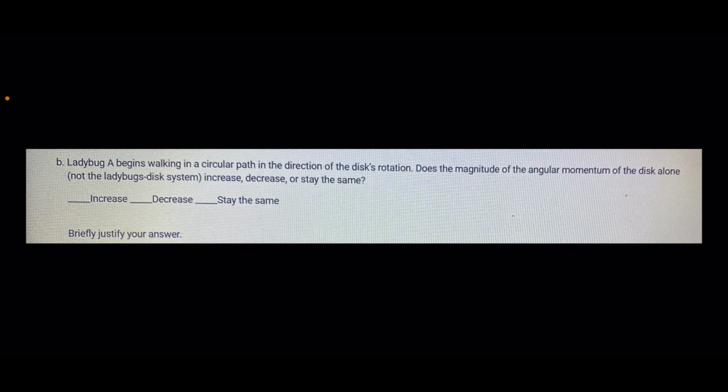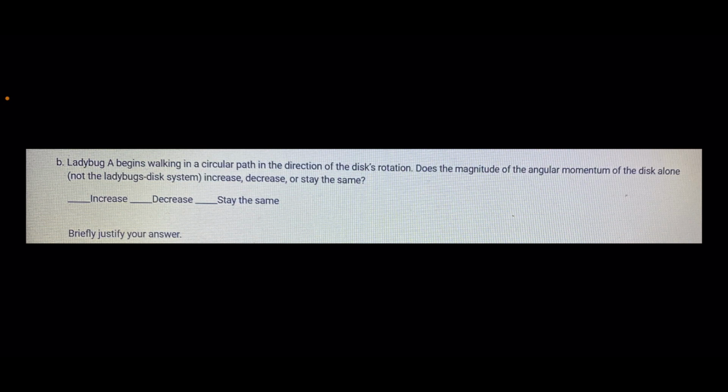Part B of the Ladybug FRQ presents a situation in which one of two ladybugs on a rotating disc, Ladybug A, begins walking in a circular path in the same direction as the disc's rotation. The question then asks if the angular momentum of the disc increases, decreases, or stays the same. The answer I chose was that the angular momentum stays the same, which is wrong.